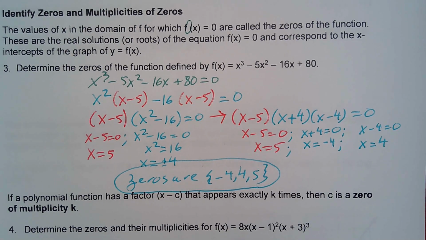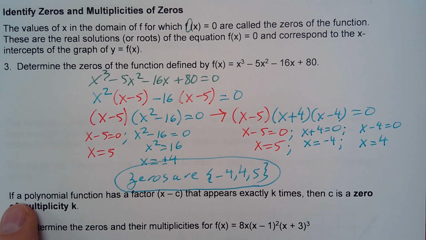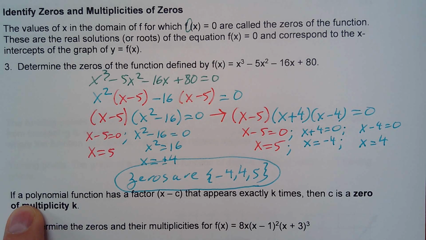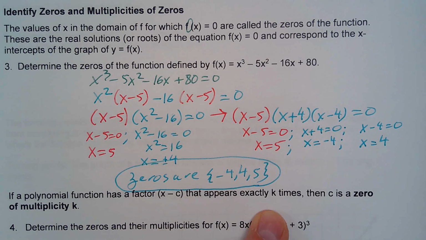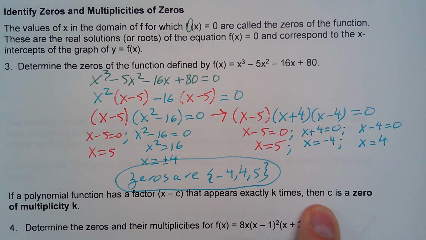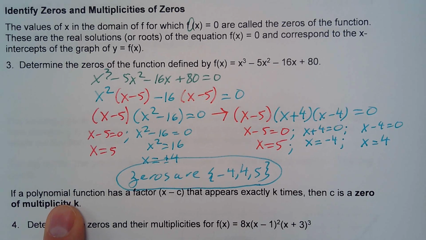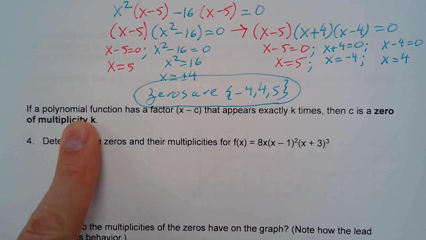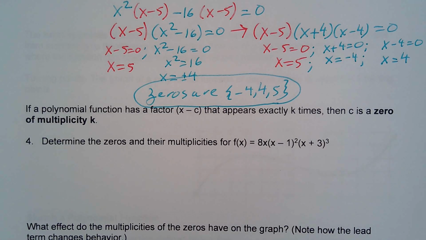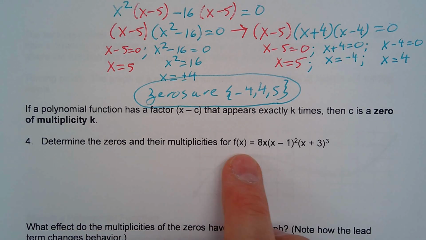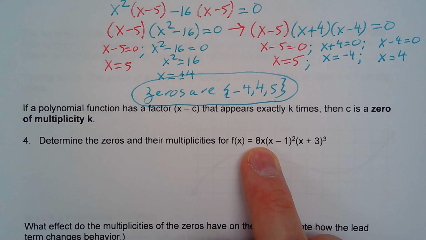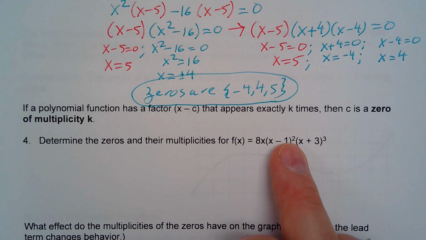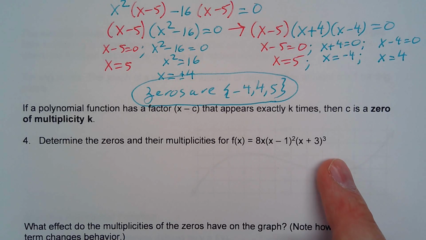Alright, and then for this next one, they remind us a polynomial function has a factor of x minus c that appears exactly k times, then c is a 0 of multiplicity k. So that's just reminding us about the multiplicity. So number 4, it says determine the zeros and their multiplicities for f of x equals 8x times x minus 1 squared times x plus 3 cubed.